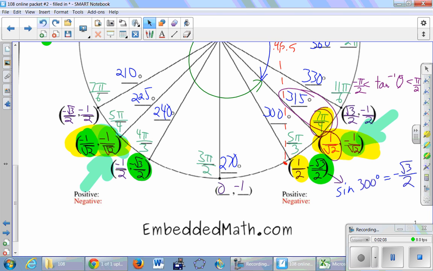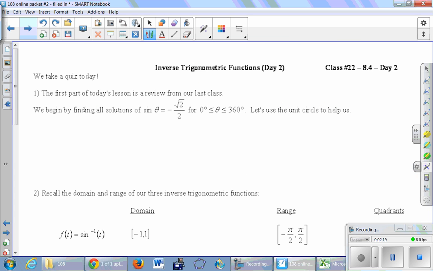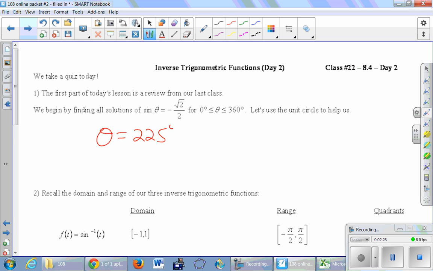One of them is over there in the third quadrant at 225 degrees or 5 pi over 4, and the other one is here in the fourth quadrant, 315 or 7 pi over 4. And let's take a look. This one said, give me the answers in degrees. So from the unit circle, we can just write down our 2 answers, 225 degrees or 315 degrees.